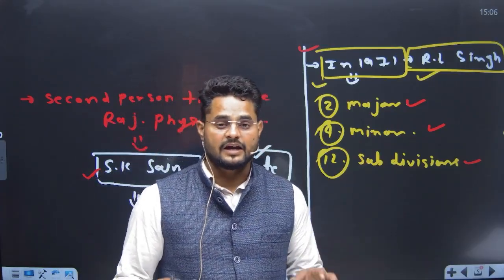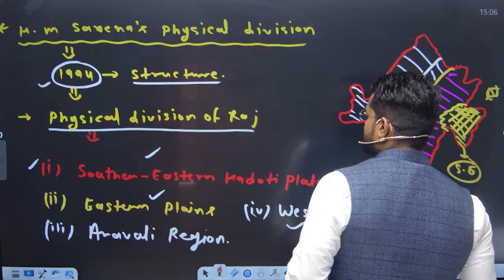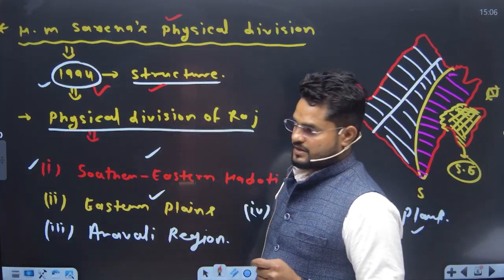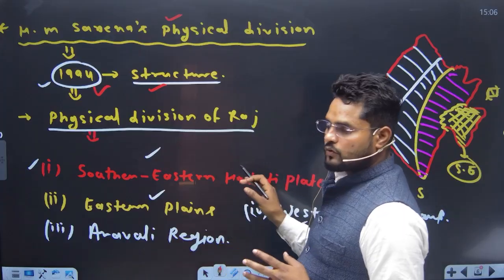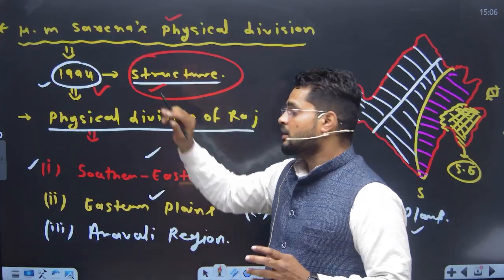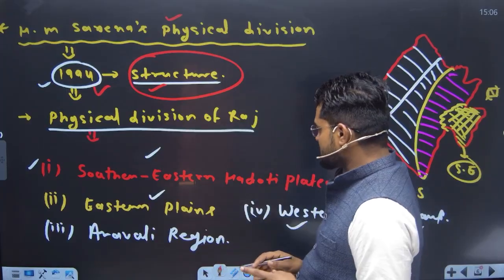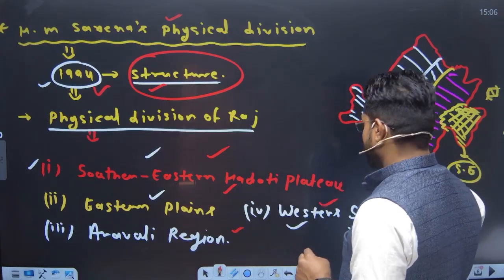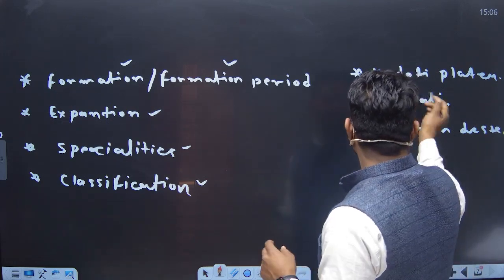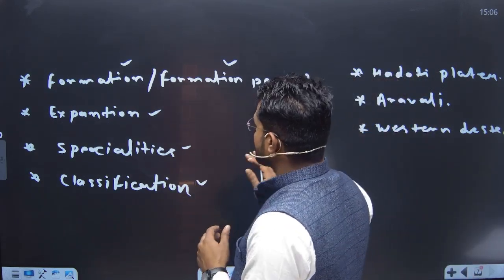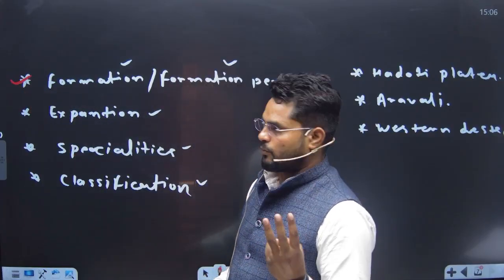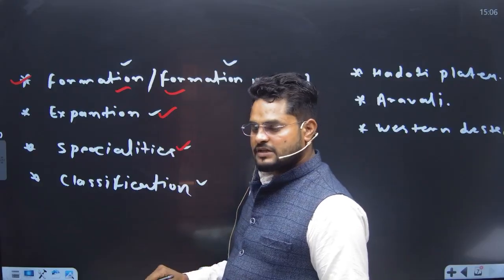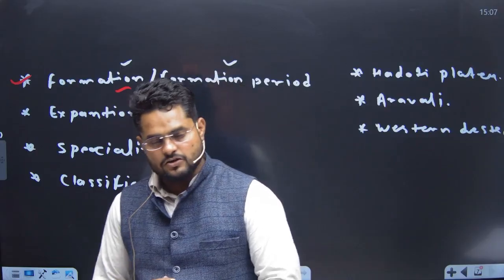But the physical division that we read now is given by Dr. Harimohan Saxena in 1994 on the basis of structure. According to him, Rajasthan is divided into four physical divisions: southeastern Hadoti plateau, eastern plains, Aravalli region and western sandy plains. In each physical division we will discuss four points: formation and formation period of the physical division, expansion of the physical division, specialties of the physical division and classification of the physical division. That is all for today.